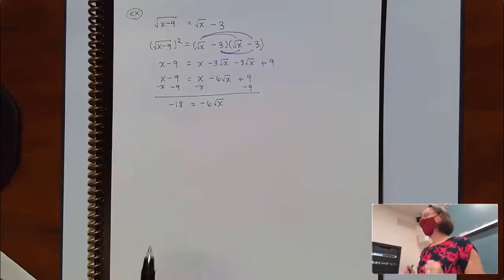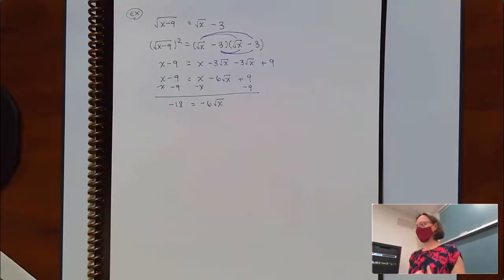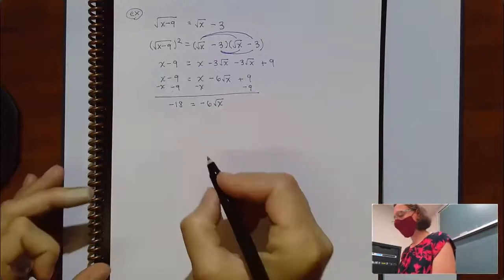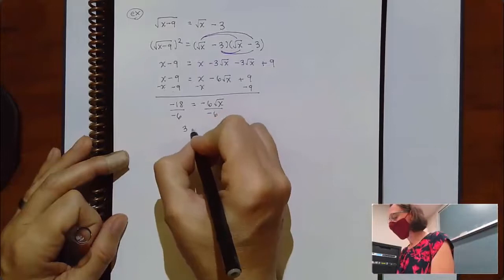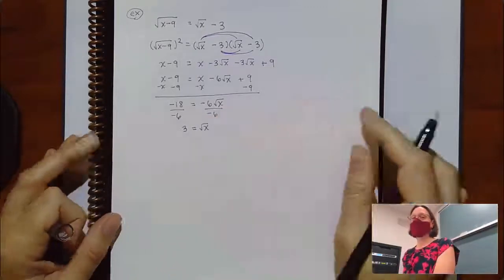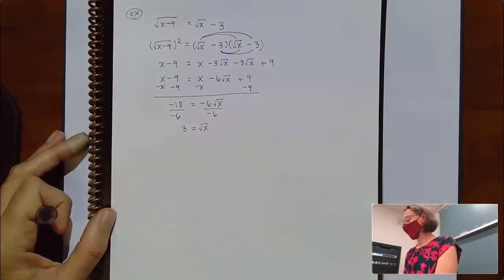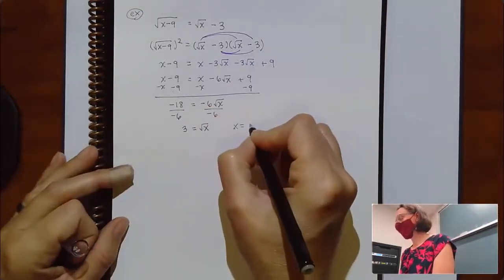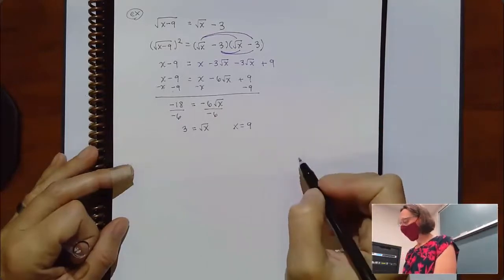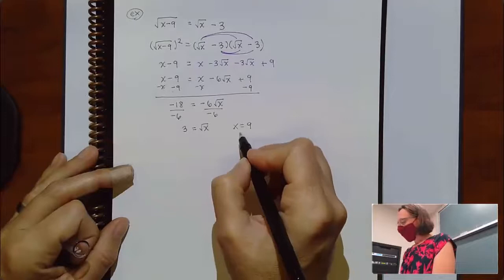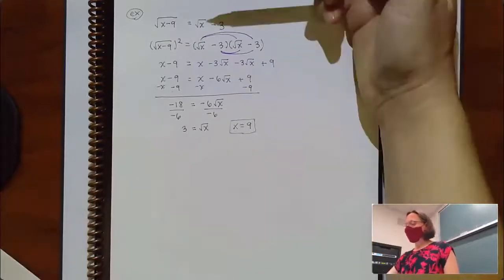I don't want to square 18. So I'm going to choose to make the number smaller first. I'm going to divide both sides by negative 6, so that I have 3 is equal to the square root of x. And now I bet you can just tell me that x is equal to 9.